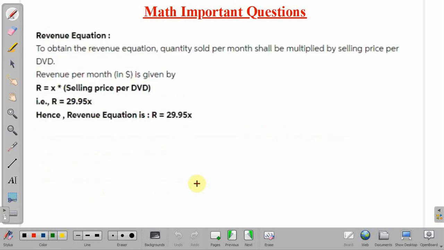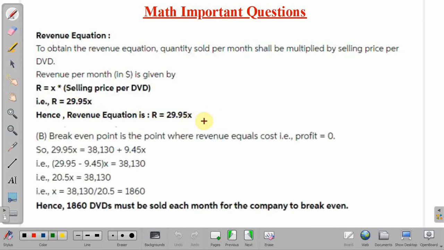Next we have to find the revenue equation. In order to find it, we multiply the number of units sold by the selling price per DVD. So R equals 29.95x, where 29.95 is the selling price per DVD and X is the quantity of DVDs sold. So the revenue equation is R equal to 29.95x.